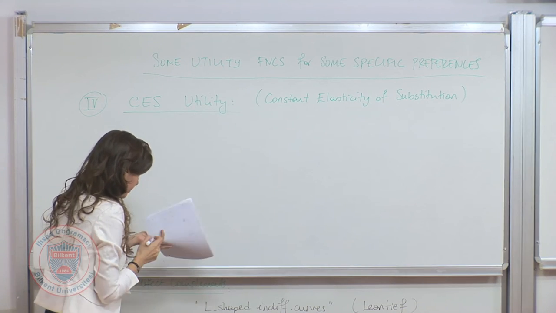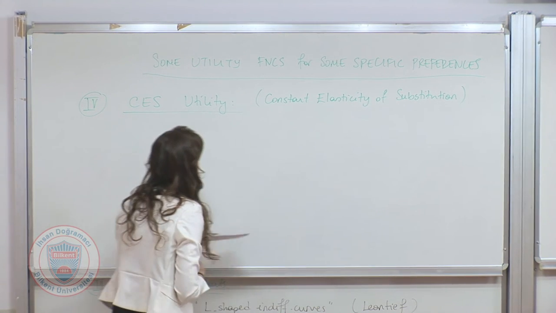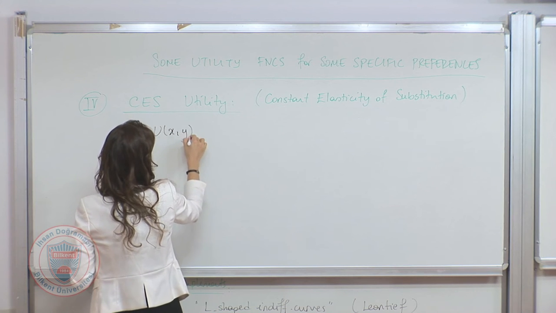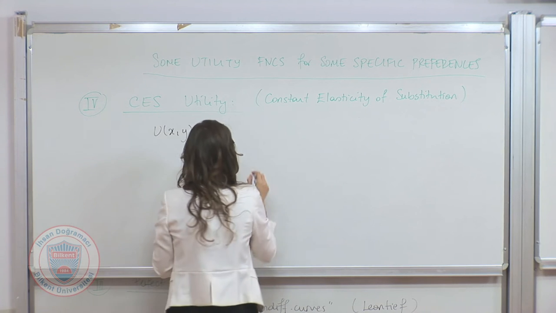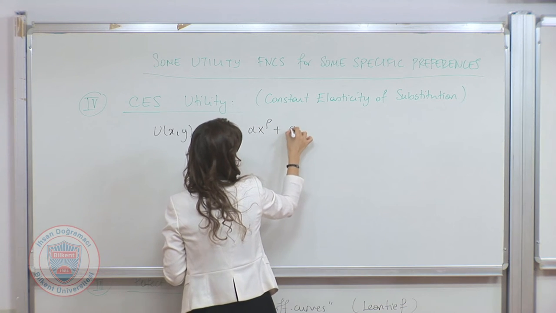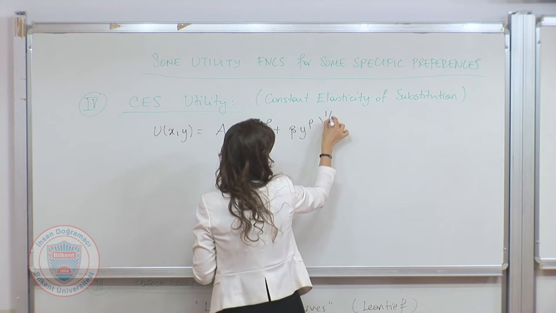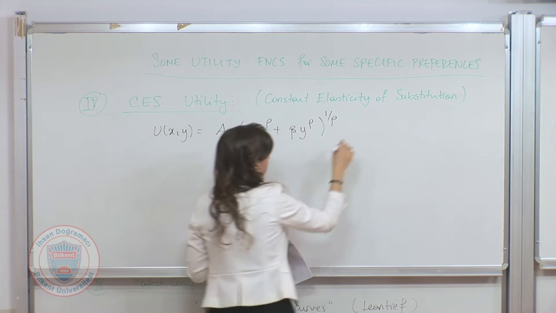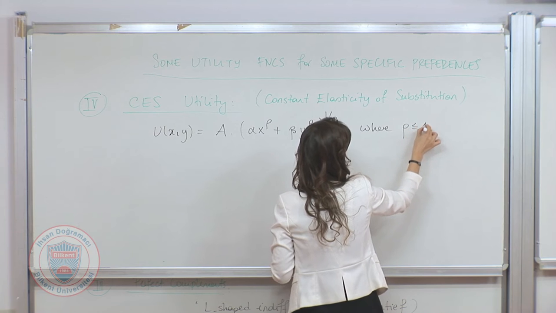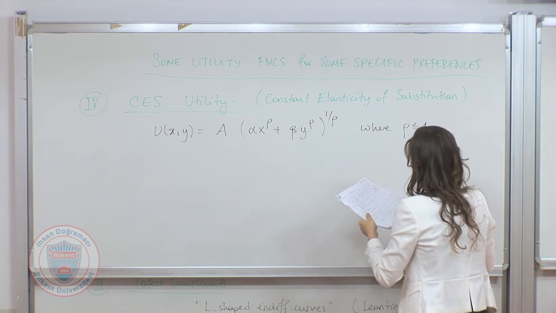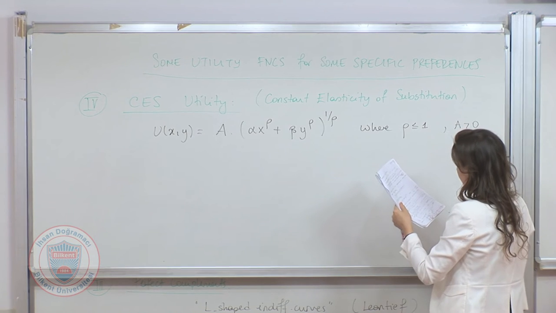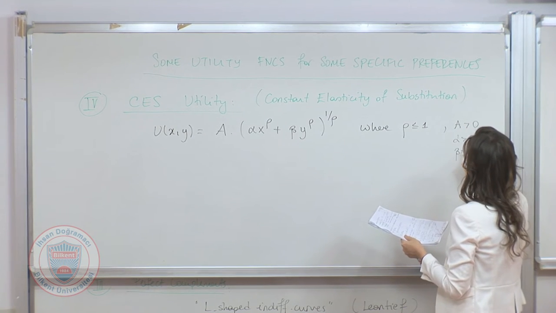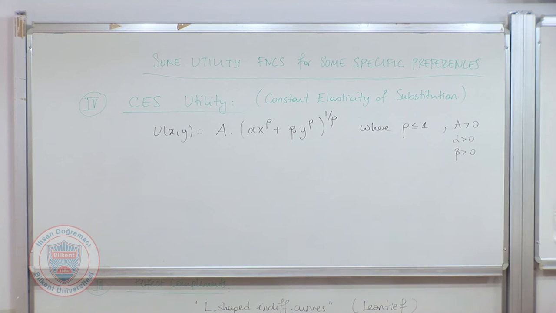Now, the more general form, I can actually write it. I'll tell you what it means. But you would have a more general form like this: alpha x to the power rho plus beta y to the power rho, all to the power 1 over rho, okay? Where rho is less than or equal to 1, okay? We're going to have A positive, alpha positive, beta positive, okay? So this is the most general sort of form. Actually, you can have a little bit more general form than this.